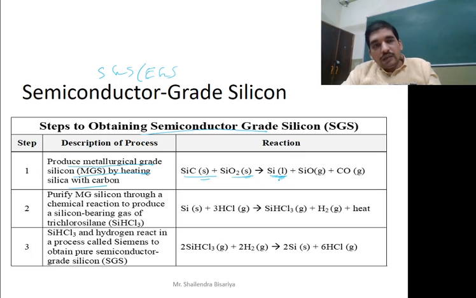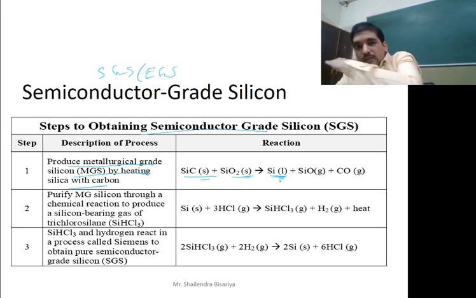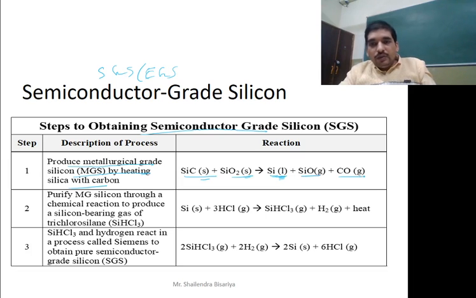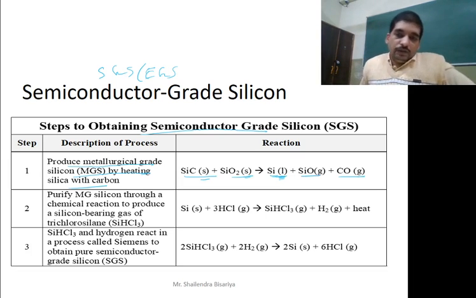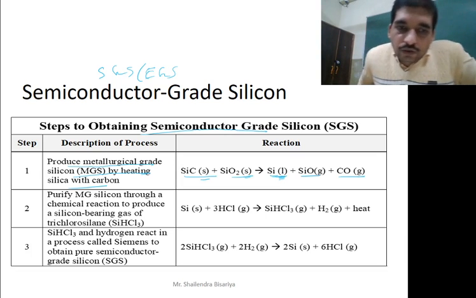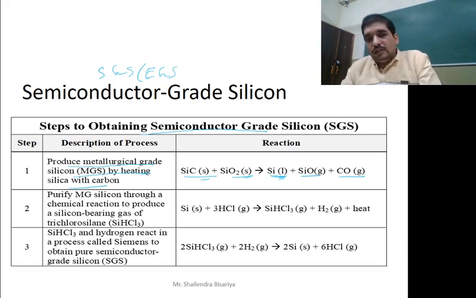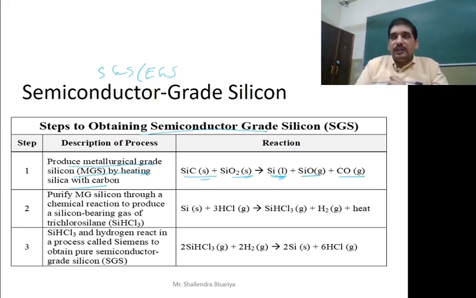That liquid is discharged from the furnace, comes out, and becomes solid now. SiO in gaseous form and CO in gaseous form will emerge out of the furnace as the byproduct. Okay, so this was the first step. Now the second step, basically, we can say is the fractional distillation.